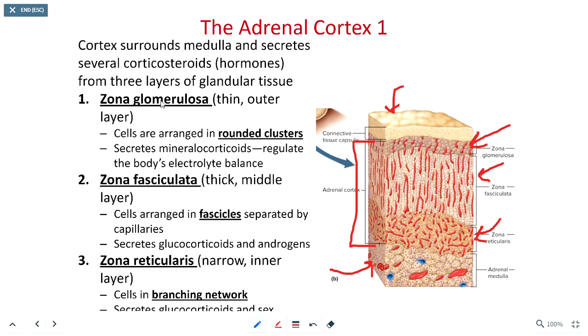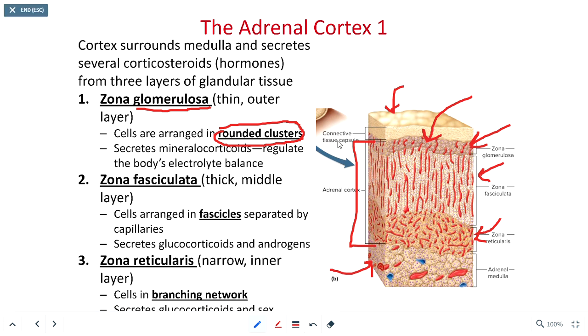Let's look at the names and associate the names with the tissue arrangements within these different layers. When we think of the zona glomerulosa, we're going to have rounded clusters, rounded groupings of cells. It almost looks like they are glommed together in the glomerulosa, as you look at the histology of the zona glomerulosa.